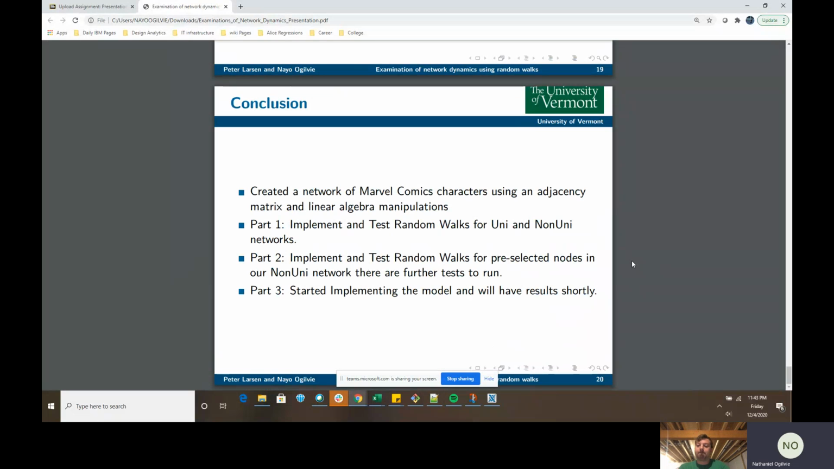All right, so to wrap up, we've created a network based on the Marvel comic characters using an adjacency matrix and linear algebra manipulations. Part one, we've wrapped up. We've implemented and tested the random walks for the uni and non-uni networks. Part two, we've also implemented and tested. We do want to do a little bit more work to get more iterations to make sure that our results are more conclusive. And then finally, part three, we've started implementing the model, but we haven't quite finished yet, so we will have results shortly. And that is the end of our talk.